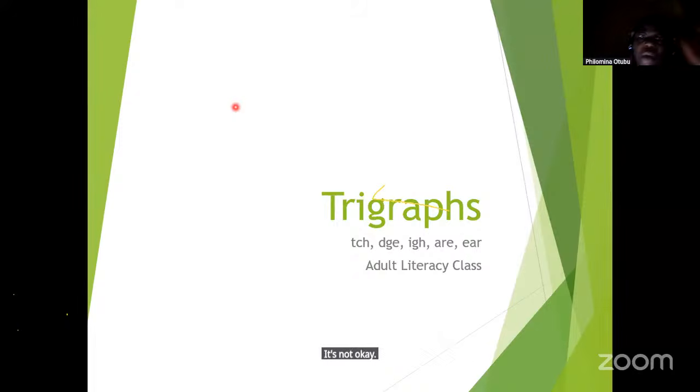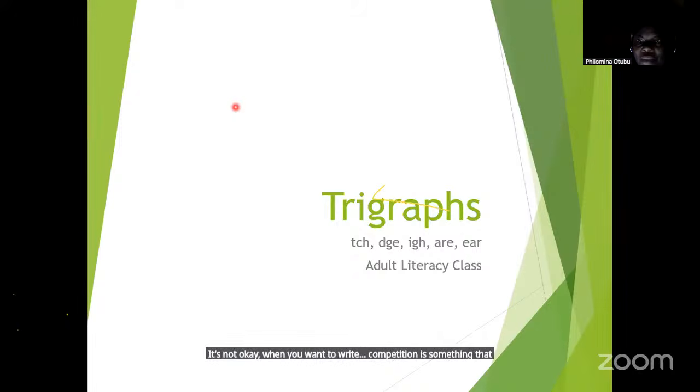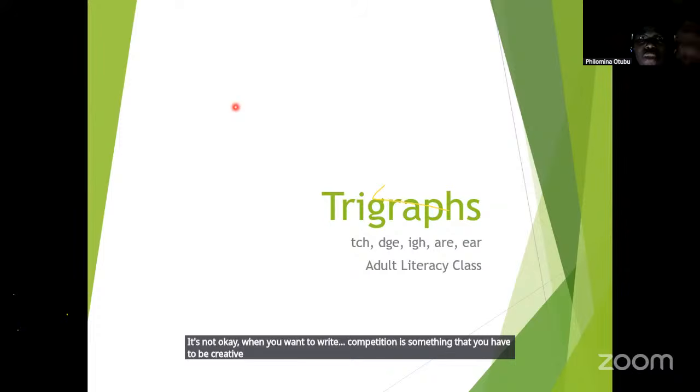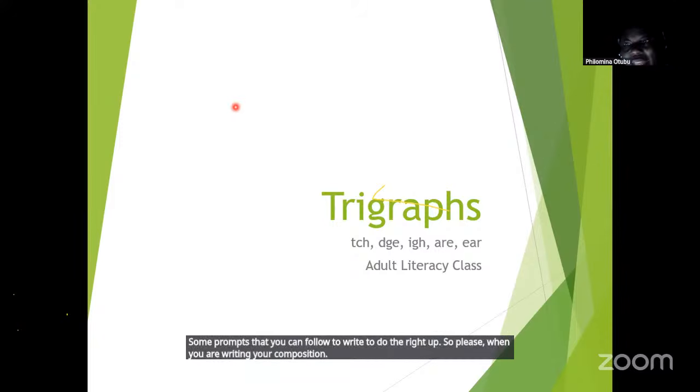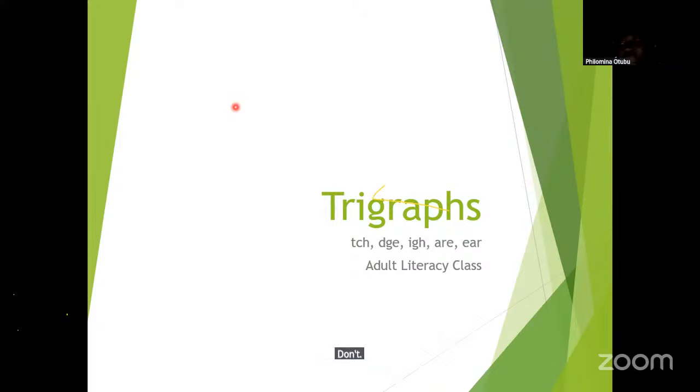When you want to write, composition is something where you have to be creative. You need to think outside the box and write. Although I gave us some prompts that you can follow to do the write-up. So please, when you are writing your composition, don't write 4 lines, don't write 5 lines. That is not composition at all.